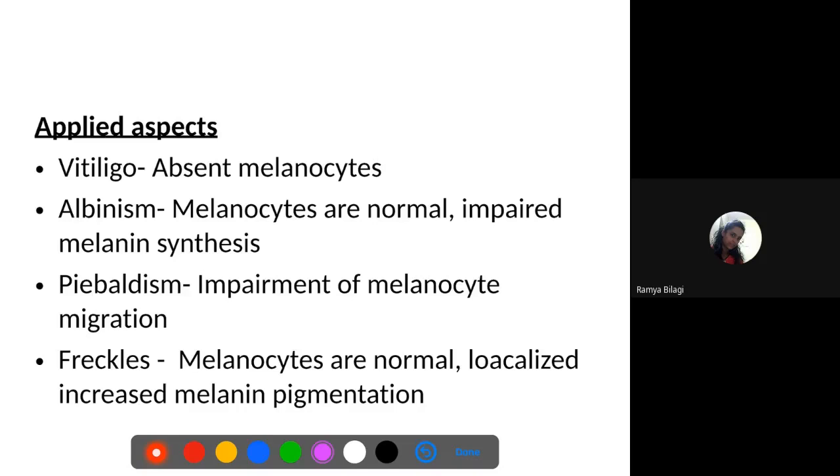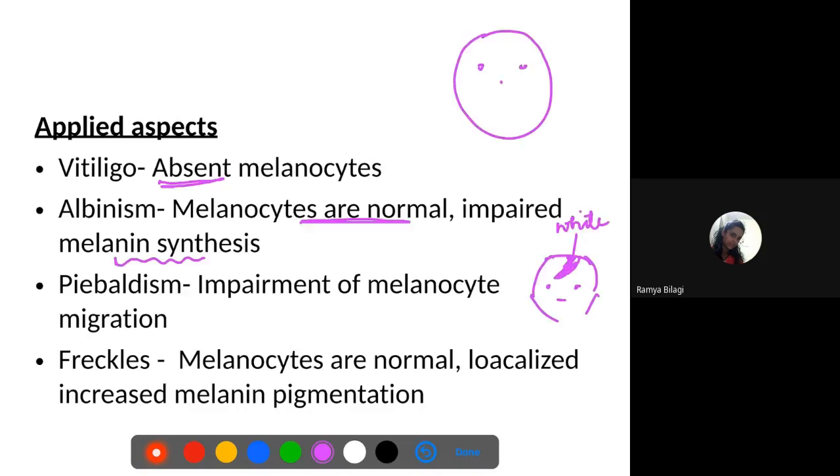What are freckles? You see them majorly in foreigners or white race people, where you see multiple hyperpigmented lesions majorly on the sun exposed areas. Here the melanocytes are normal, but there is localized increase of melanin pigmentation. Only in this focal area, the melanin pigmentation is increased. This is the condition called freckles.